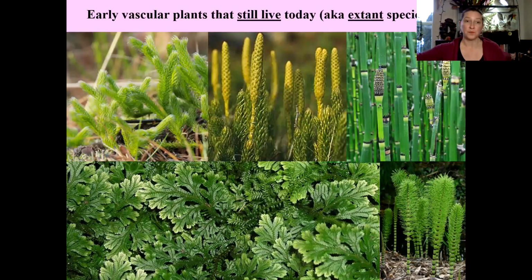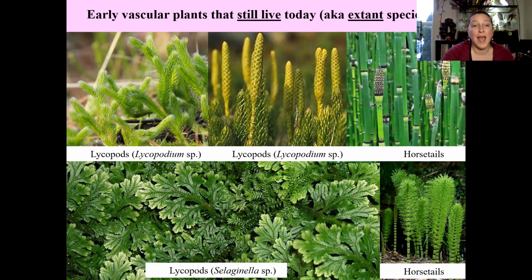All right, so there's a bunch of early vascular plants, meaning plants that showed up around 400 million years ago, that are still alive today. That's what the term extant on the top means. It means that it's something that still exists on Earth, right? I briefly mentioned these. We have the lycopods, which is your Lycopodium and Selaginella, shown on the top left and bottom left, and then the horsetails. We will learn about the lycopods next lecture, and then the horsetails the following lecture.